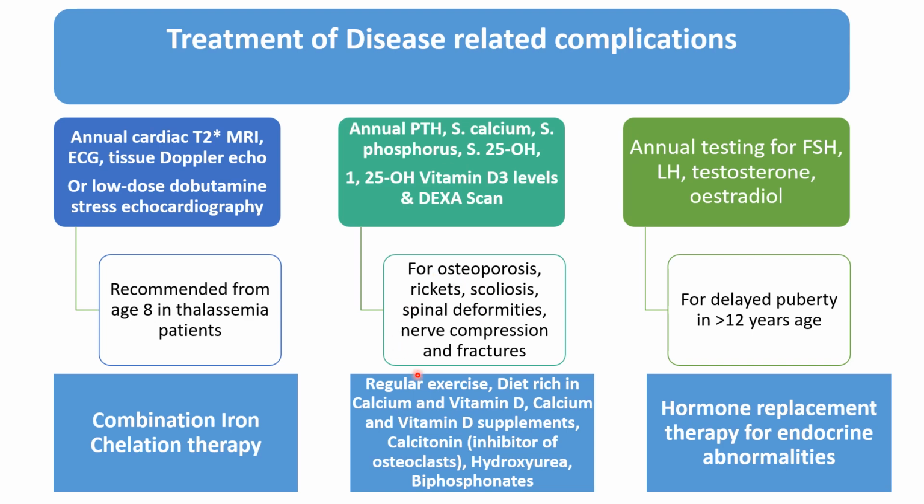And for the prevention of all these complications, regular exercise should be advised. A diet rich in calcium and vitamin D3 should be advised to the patient. Calcium and vitamin D3 supplements should be given. If changes of osteoporosis are there, then calcitonin, which is an inhibitor of osteoclast, hydroxyurea and bisphosphonate should be started. Annual testing for FSH, LH, testosterone, estradiol should be performed after the age of 12 years for screening for delayed puberty. If you find any alteration, then hormone replacement therapy is required for the endocrine abnormality.